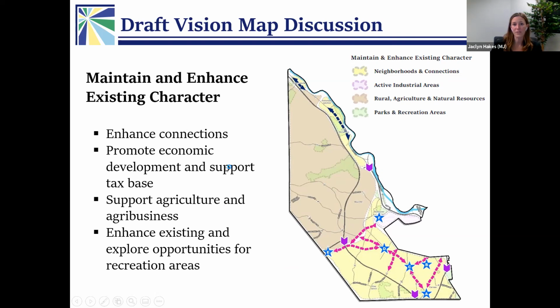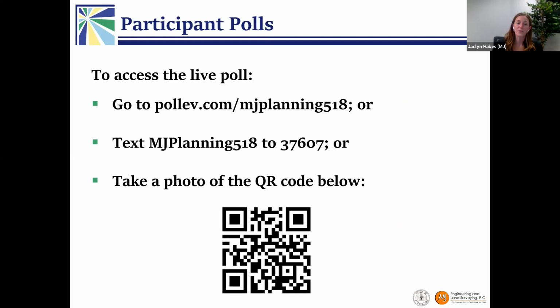So again, with regard to the overall approach of maintaining and enhancing the existing character outside of those nodes and corridors, it's enhancing the connections, promoting economic development and supporting the tax base, supporting agriculture and agribusiness, enhancing existing and exploring opportunities for perhaps new recreational areas. So that was a very brief overview of the vision map.